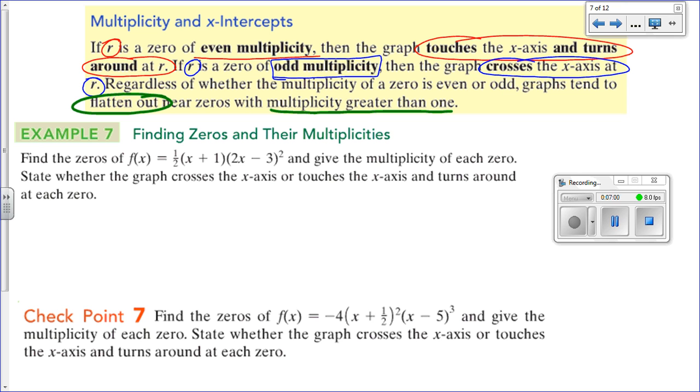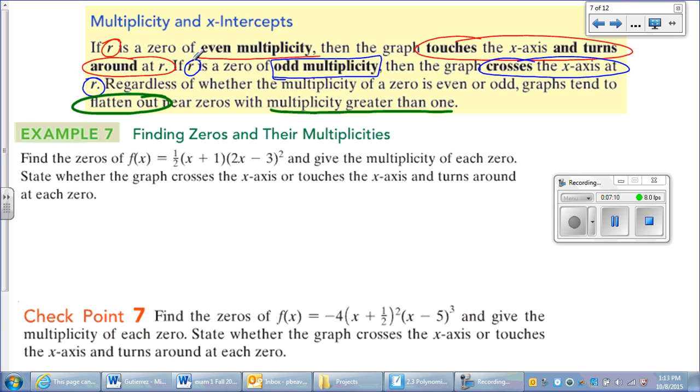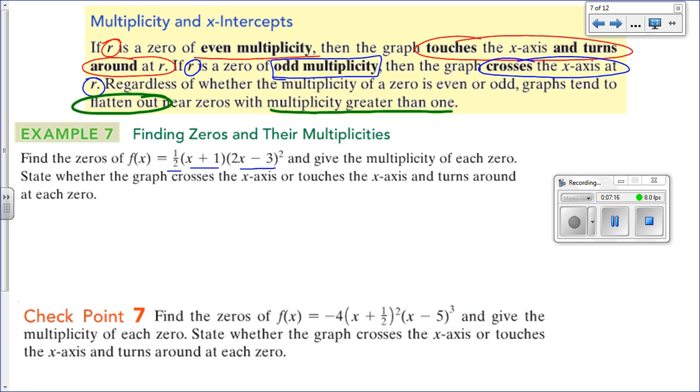Okay, so I'm going to solve example 7, and then I'm going to ask you to do checkpoint 7 on your own. So we have here 2 different factors. In fact, we have 3 factors, because if we consider 1/2, that is also a factor, right? However, for the purpose of finding zeros, we're not going to take that one into account because we cannot do the following: 1/2 is equal to 0, right? That would be nonsense. So I'm only going to use the other 2.